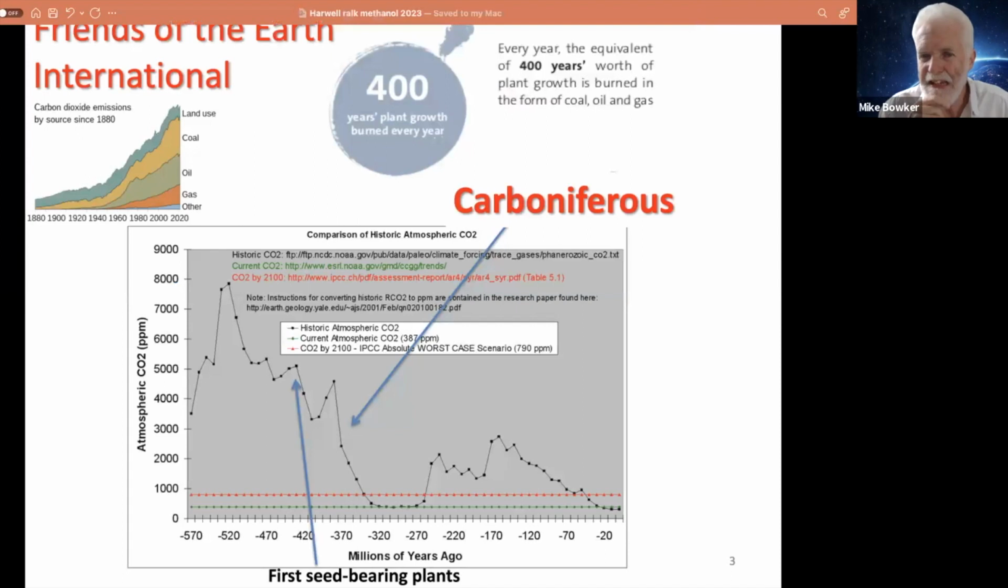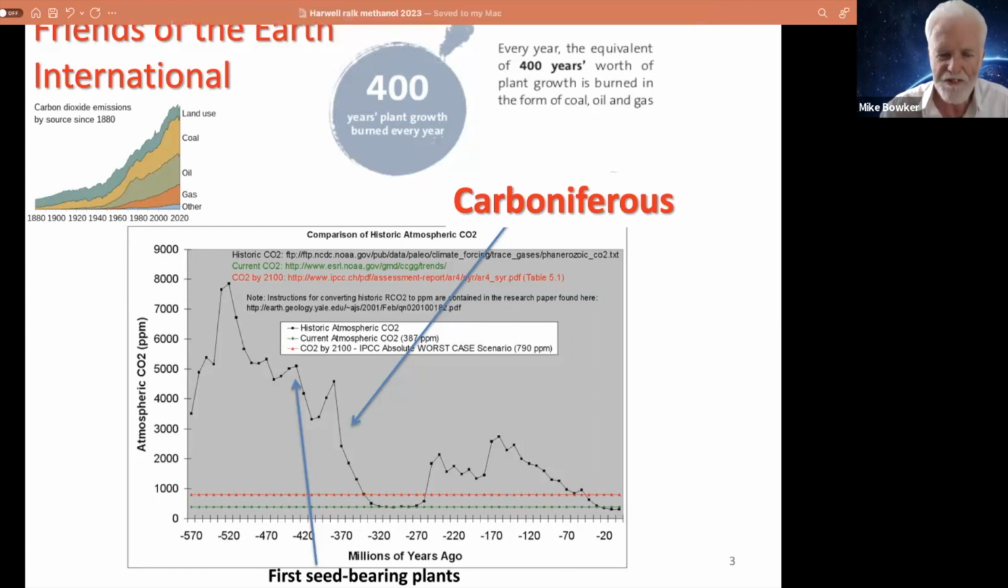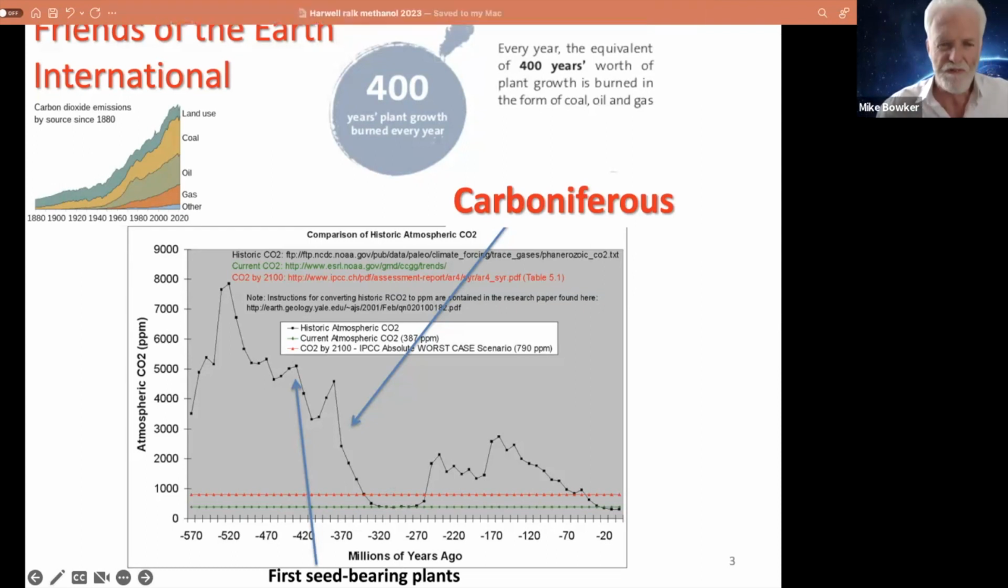So it's worth remembering that every year we on the globe use about 400 years worth of plant growth that was put into the ground around 400 to 300 million years ago. That's the Carboniferous period. At that point, as you see from this graph here, was when really the first seed-bearing plants developed, and probably 50 million years or so ago, the first forests evolved. They then tied up lots of CO2, and a lot of that got buried in the ground as fossil fuels.